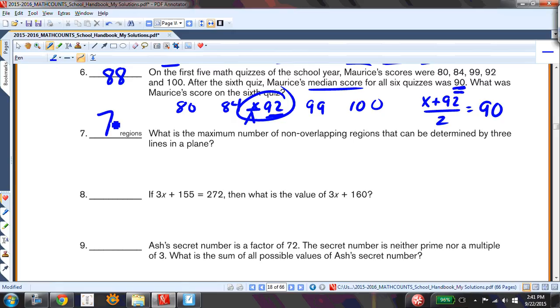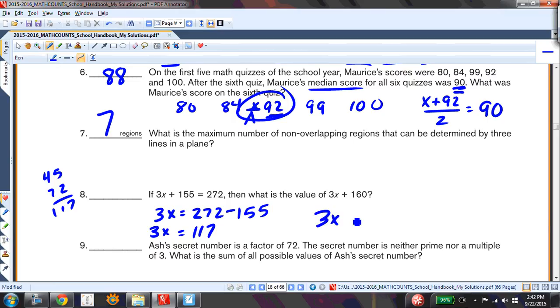If 3x plus 155 is 272, what is the value of 3x plus 160? All right, well, I can just solve for 3x. What's that? 272 minus 155 is 117. So 3x is 117. You could go on and solve for x if you wanted, but it's not really necessary. And then over here, I want to know what is the value of 3x plus 160. We already know that 3x is 117, plus 160. That's going to be 277. And that is the right answer.